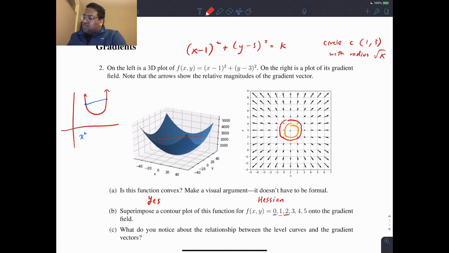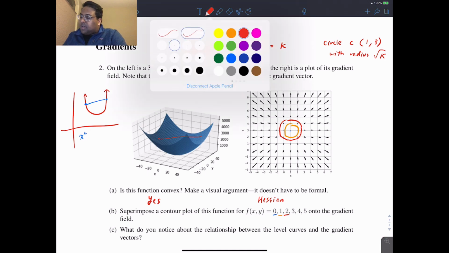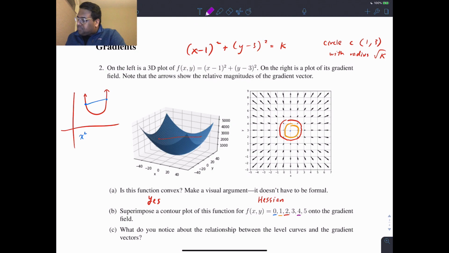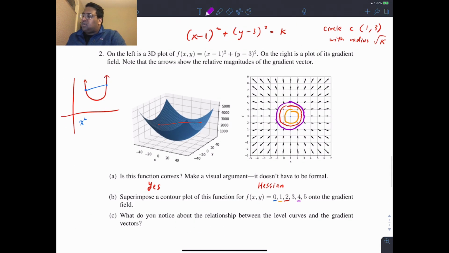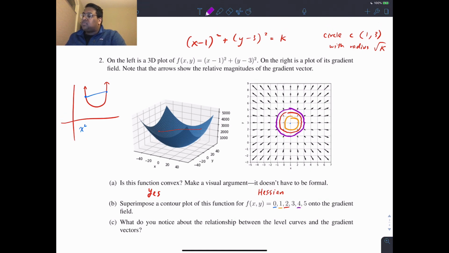I could do the same thing for square root of 3, and it would be, again, a little closer to 2, but I'm not that great of a drawer, so we can skip that. When k is equal to 4, that's a circle with radius 2, so that will look something like this maybe. And then 5 would be a circle with radius square root 5. That's what the contour plots would look like. I recommend you look at the solutions document for a neater drawing of this question, but hopefully the idea has come across.